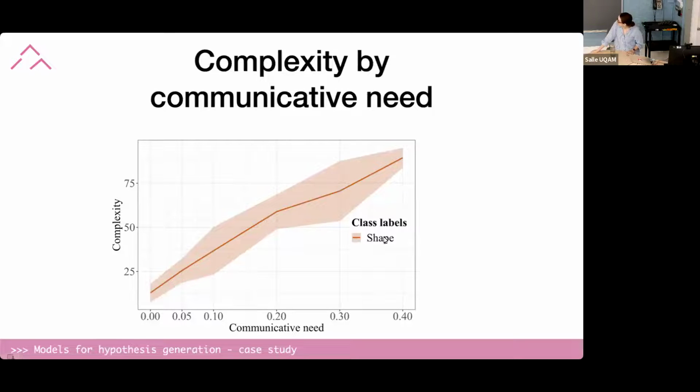What happens to complexity? Same thing. As we increase the need to communicate about shape, we also end up developing languages that are more complex in terms of the shape distinctions they can make. Complexity here is measured using the mutual information between the embedding space, the language that these models develop, and the target labels for these objects. That is, whether or not those embeddings can be used to determine different shapes, different colors, different sizes, different textures.